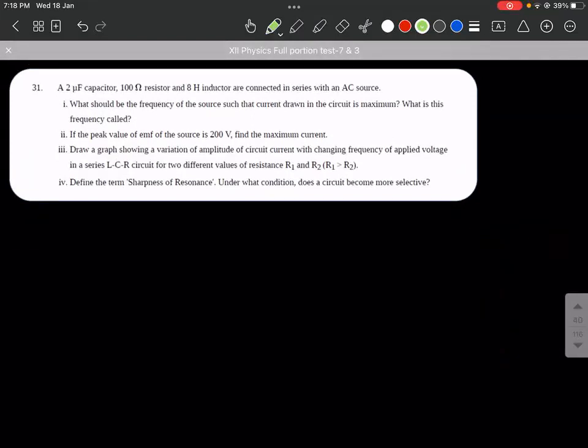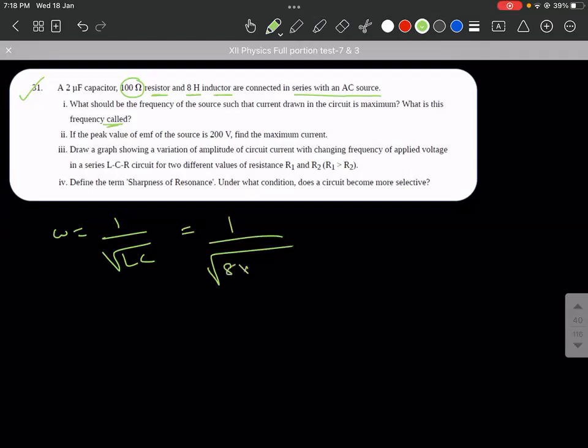There is a 2 microfarad capacitor, a 100 ohm resistor, and an 8 Henry inductor connected in series with an AC source. What should be the frequency of the source such that the current drawn in the circuit is maximum? So omega is equal to 1 by root LC. And what is the name of that frequency? It's called the resonance frequency. So 1 by square root of L is 8, and C is 2 into 10 power minus 12.